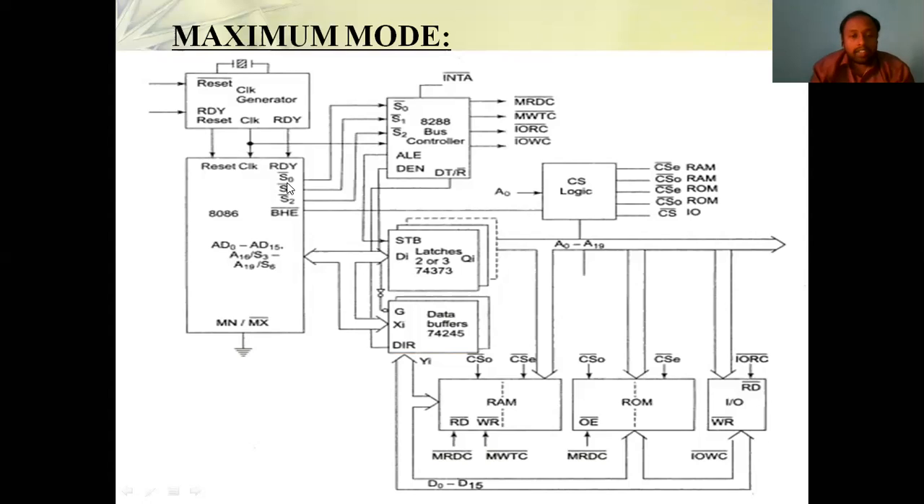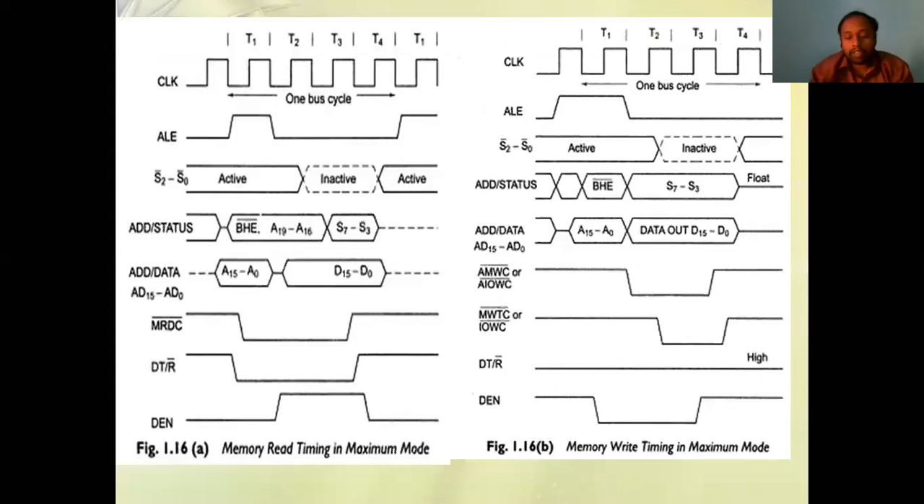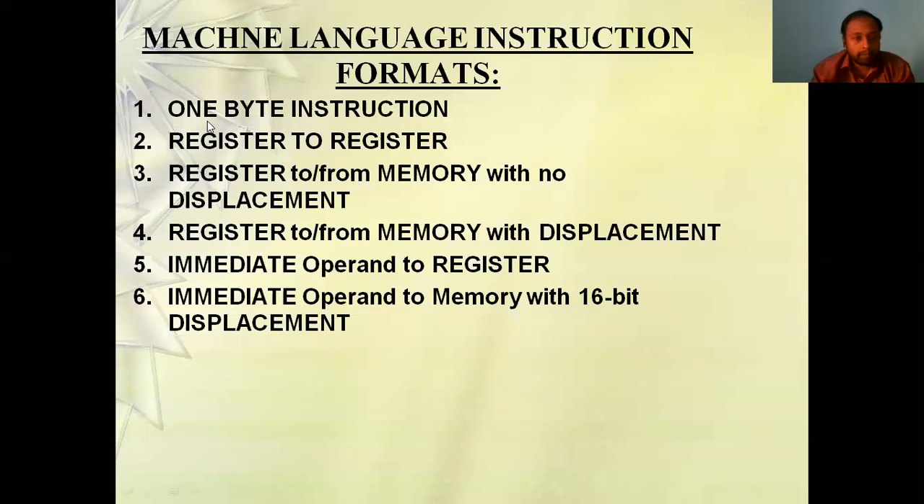Here you will be having S0, S1, and S2 selection lines. According to that, the same 4 pins come out: memory read, IO read, IO write. The 4 pins will be the same, but the input pins will be different as compared between the minimum mode block diagram and the maximum mode block diagram. And these are the IO bus operations we have discussed previously, right?